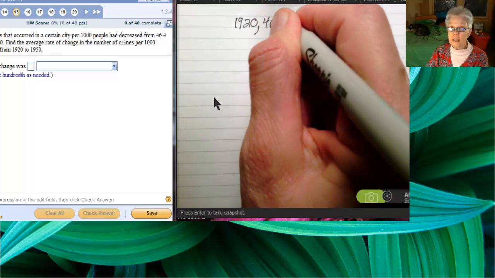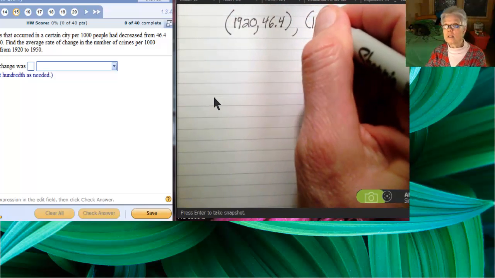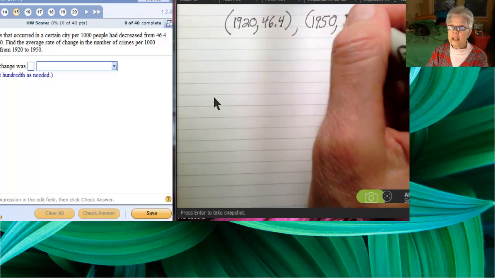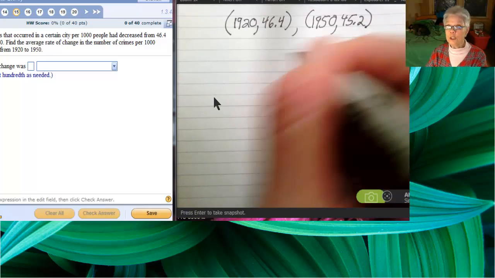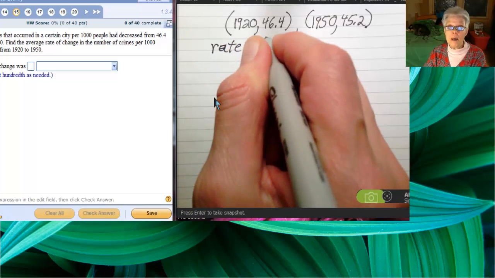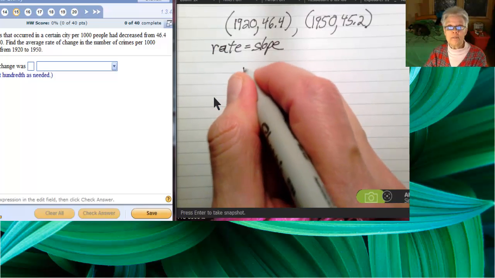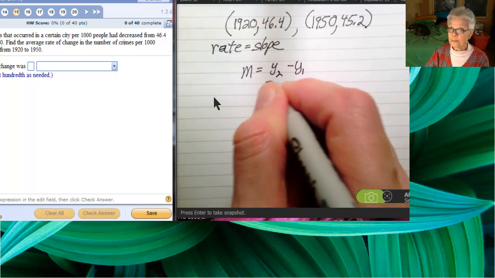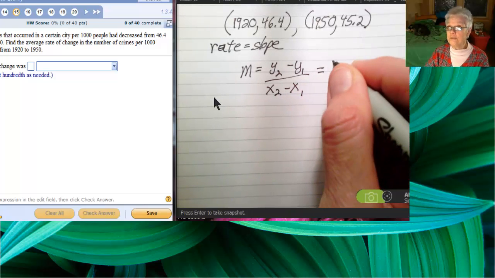In 1920, the rate was 46.4, and in 1950, it was 45.2. Now, years are almost always time, and time is almost always x. So these are the points that we're going to find the slope with, because we'll be finding the average rate of change. So we'll use the slope formula to find the average rate of change.